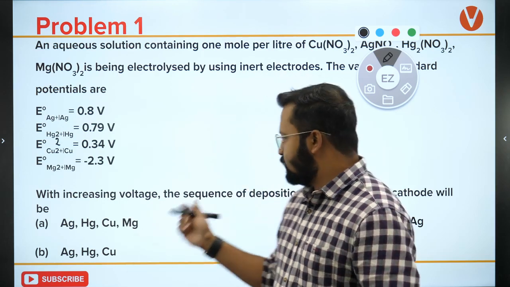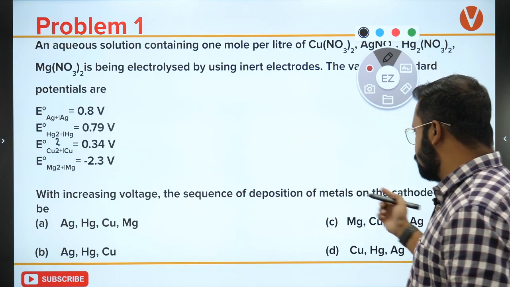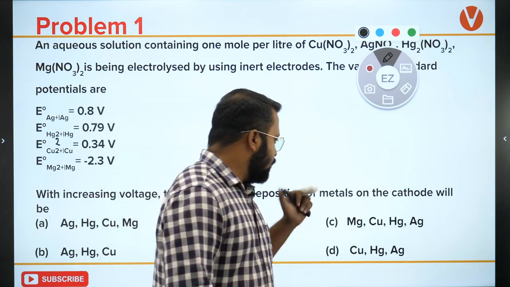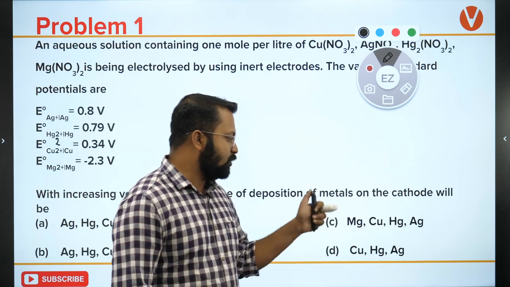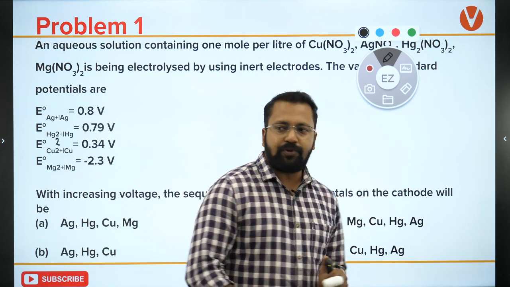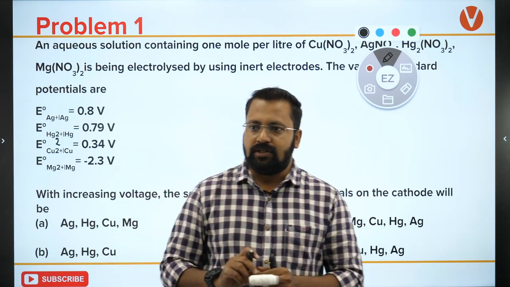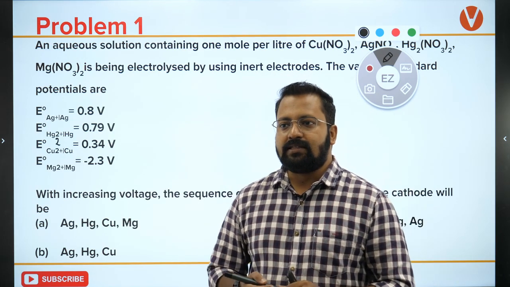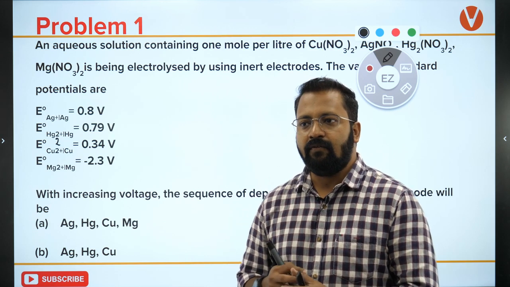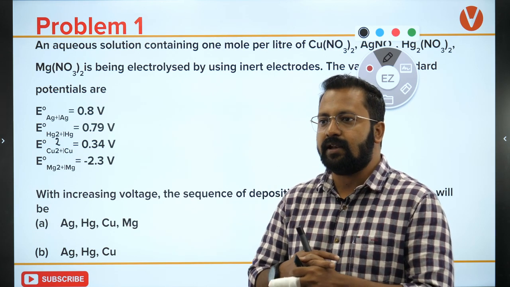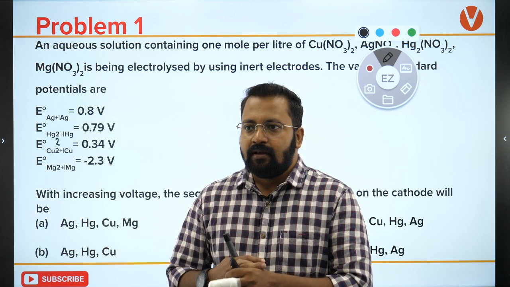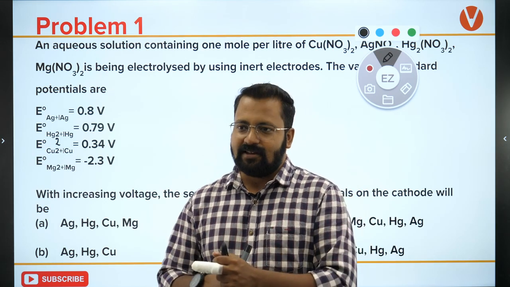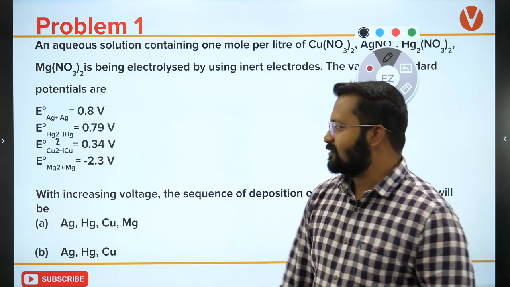A option is Ag, Hg, Cu, Mg. B option is Ag, Hg, Cu. C option is Mg, Cu, Hg, Ag. D option is Cu, Hg and Ag. The right answer is, Shani says A, Vikas says A, Vanshika says B, Vikas Tiwari says A, D, B. Many different kinds of answers are coming in.